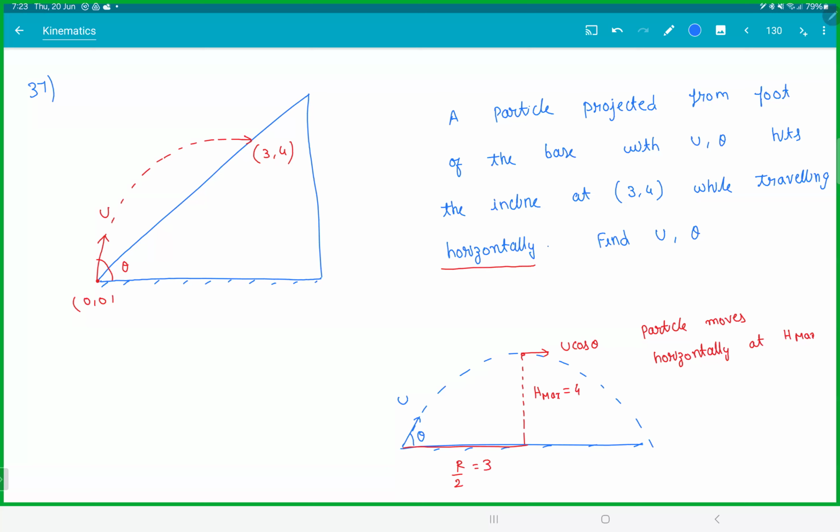I hope everyone got that idea that if you don't figure out that the point is h max, you can't solve the question. You got r and this thing. So put the h max value, range value, and you're done.